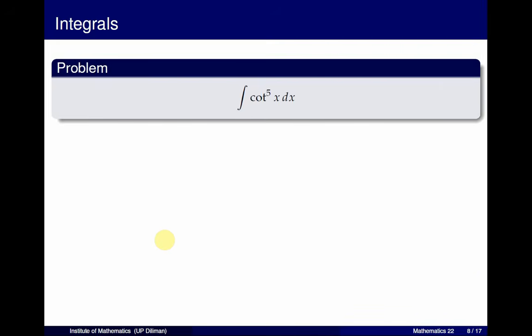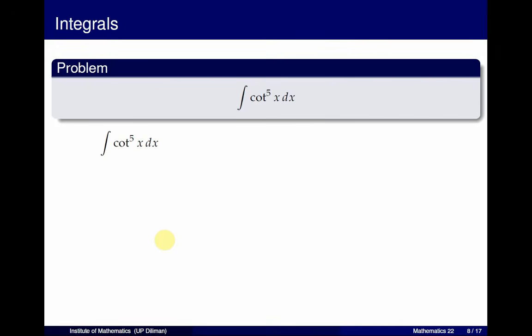Integral of cotangent to the fifth of x dx. Now notice that this case is the integral of an odd power of cotangent or tangent. So what do we do here? Well, what we will do here is we'll split off a factor of cotangent squared. So let's do that now.